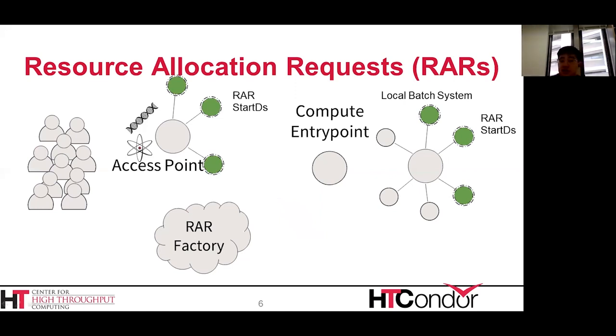These startds report back to the community's central manager, and then are made available to the access point where all the usual matchmaking is involved, and then the jobs start running under these startds. So this is a way to basically make a virtual Condor pool across all sorts of potentially geographically distributed resources.